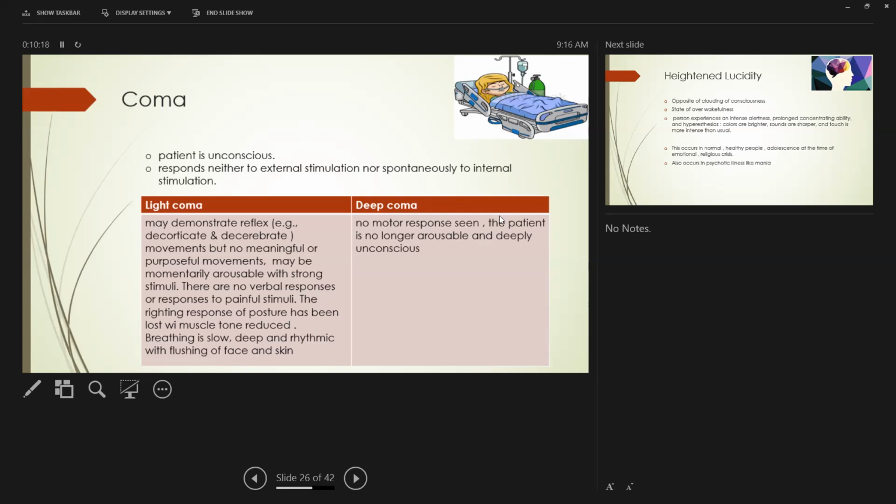However, in deep coma, no motor response is seen. The patient is no longer arousable and is deeply unconscious.